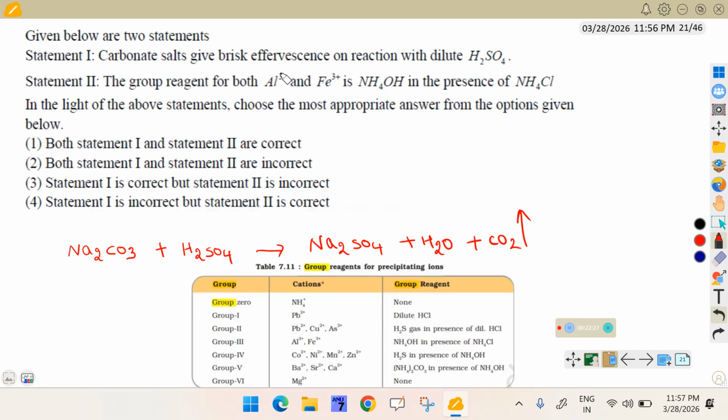Carbonate salts give brisk effervescence. Brisk effervescence is obtained means CO2 gas is liberated on reaction with dilute H2SO4. Correct. The group reagent for both Al3+ and Fe3+: Al3+ and Fe3+ are group 3 reagents. Group reagent is NH4OH in presence of NH4Cl. Correct. Statement 1, statement 2 both are correct.